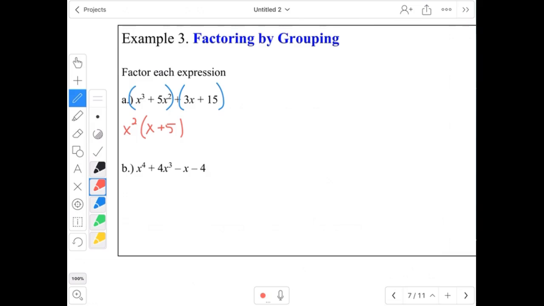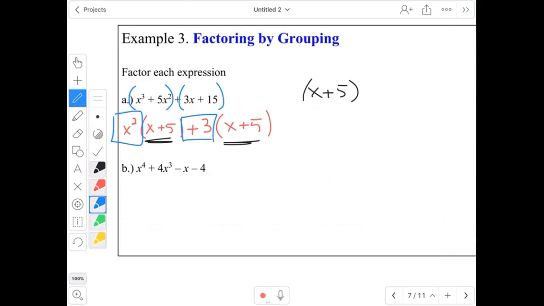Okay, so this other piece, or the second group I should say, I can take a 3 out, and then again I'm going to be left with an x plus 5. So these two things right here need to match up in order for this to work. So that kind of tells me that I can do factoring by grouping. So my two factors, since those two match up, x plus 5 is one of them. And then my second little factor would be what's left over, or what I took out, put together. So we would have x squared plus 3. So that would be my final answer there.